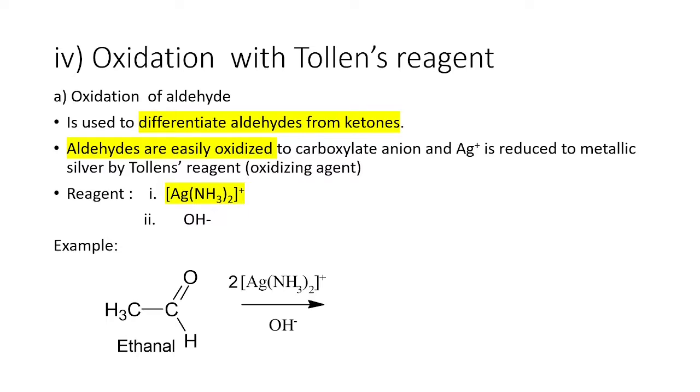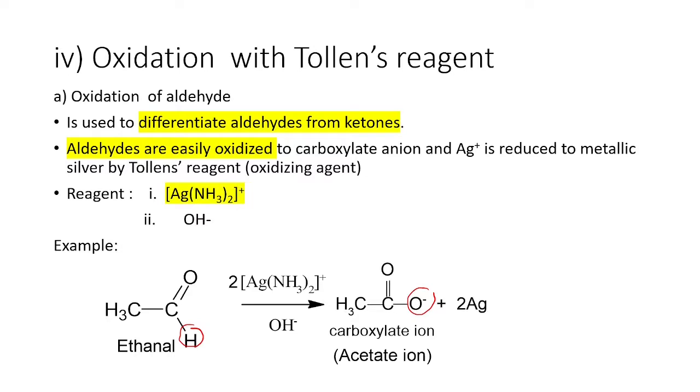Okay, so what happened? This part will become carboxylate ion. You see here. Okay, so the change here is this part. H becomes O minus, carboxylate ion, and 2Ag. This is the observation that you can see. Ag, silver mirror forms. This is also used for chemical tests, and this is the byproduct, 2NH4 plus and 2NH3.